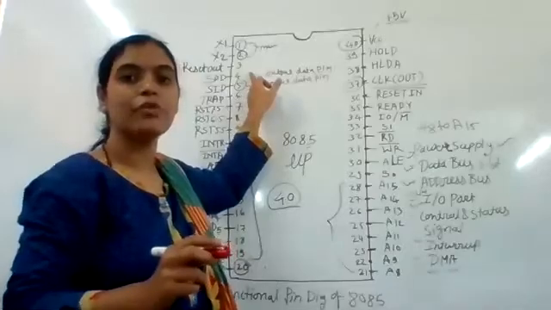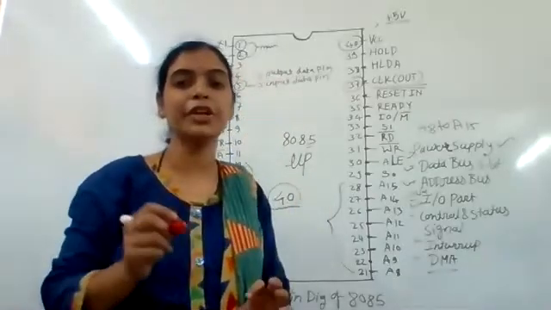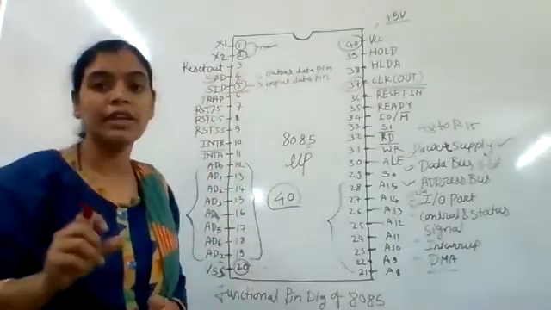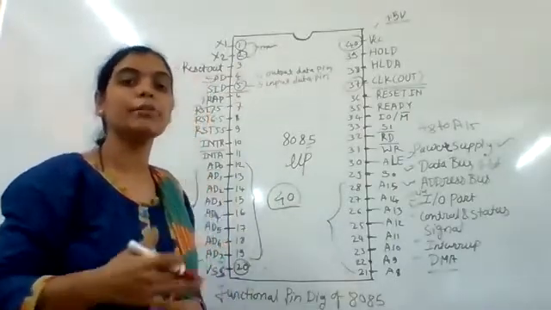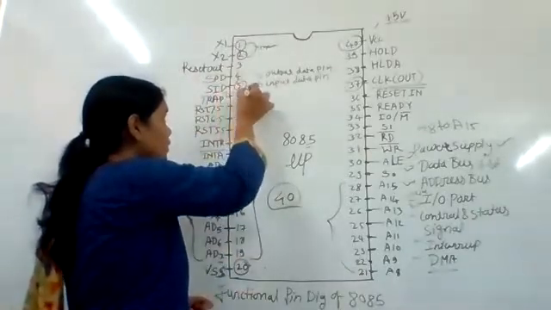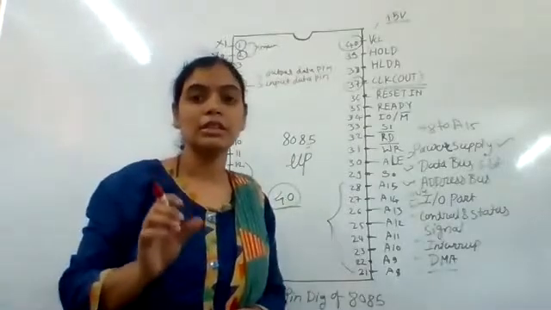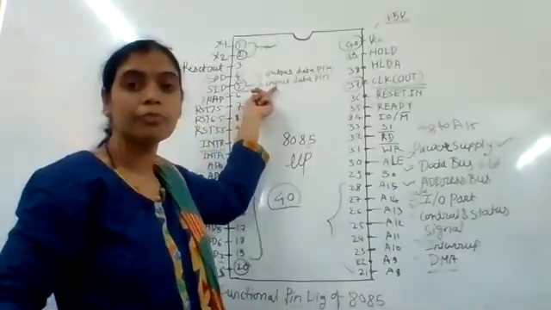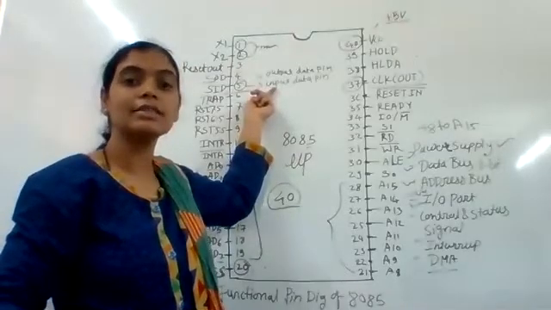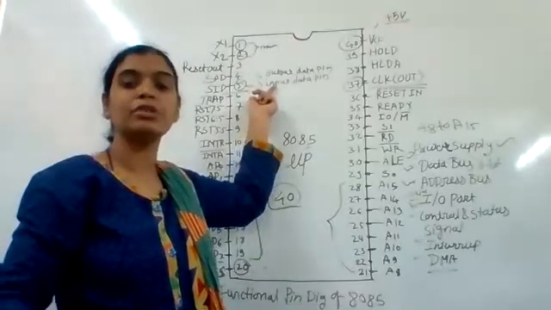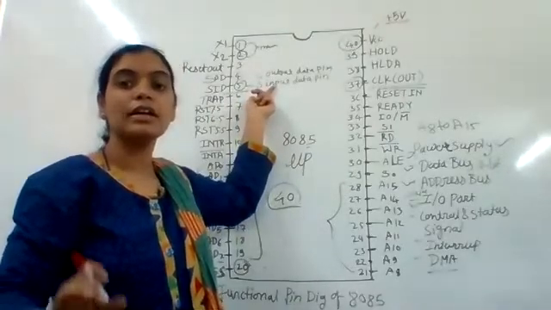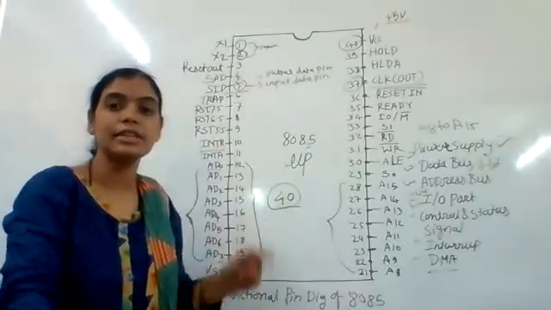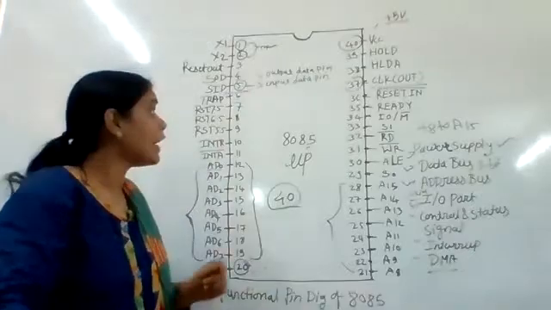SID pin number 5. With this pin, data is serially fed to the processor directly from the input device. SID denotes the serial input data pin and it is pin number 5.